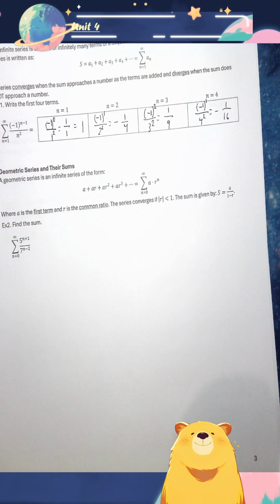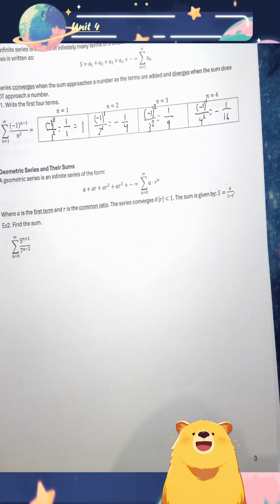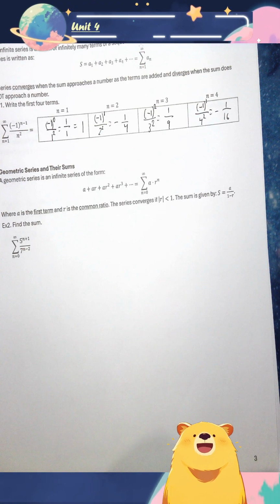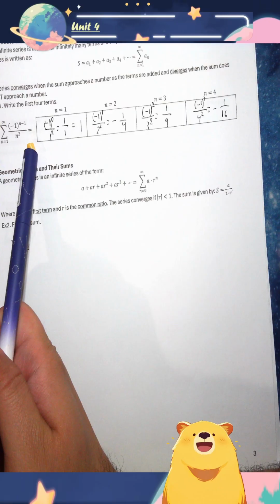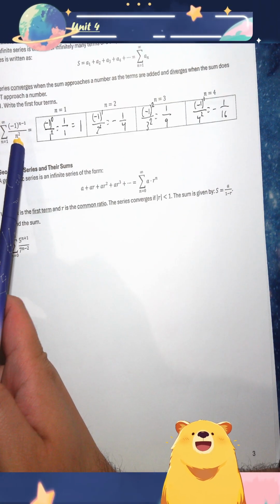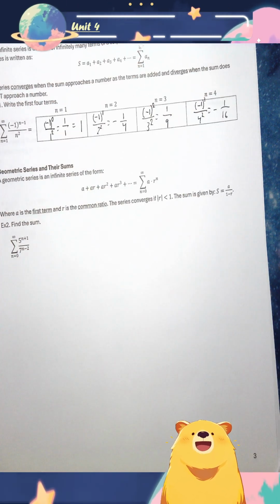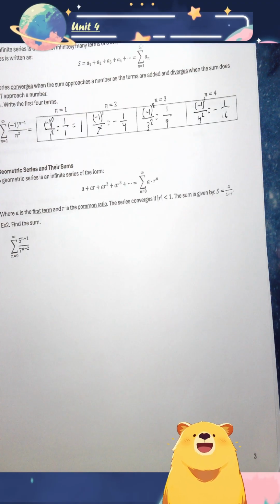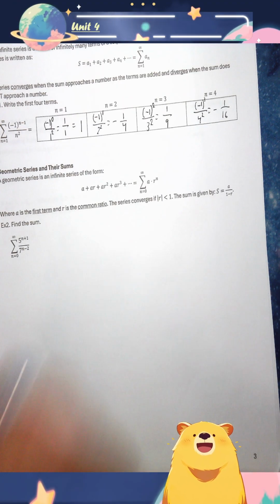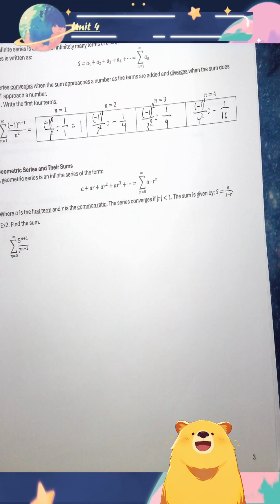Actually, this is not a geometric sequence or series. It's a sequence that I want to say in 4.5 we'll learn better about how to establish the limit of, but I think I misspoke. This is not geometric. We're going to get into geometric right now.